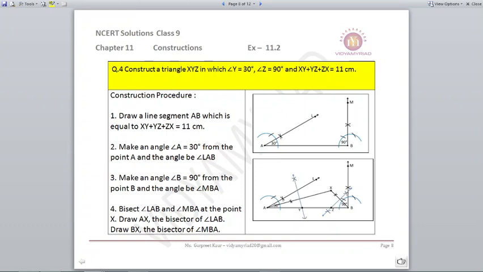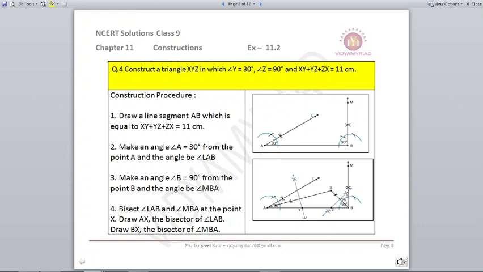Now after that, the line from LAB, that is your 30 degrees, and your line MBA, the angle formed becomes your 90 degrees. Now from this also you will draw their bisectors. That means 30 degrees will become 15 and 90 will become 45. So if you see the line XA, XA is the bisector of angle LAB. XB is the bisector of MBA. So you have to draw the bisectors, let them meet at X.